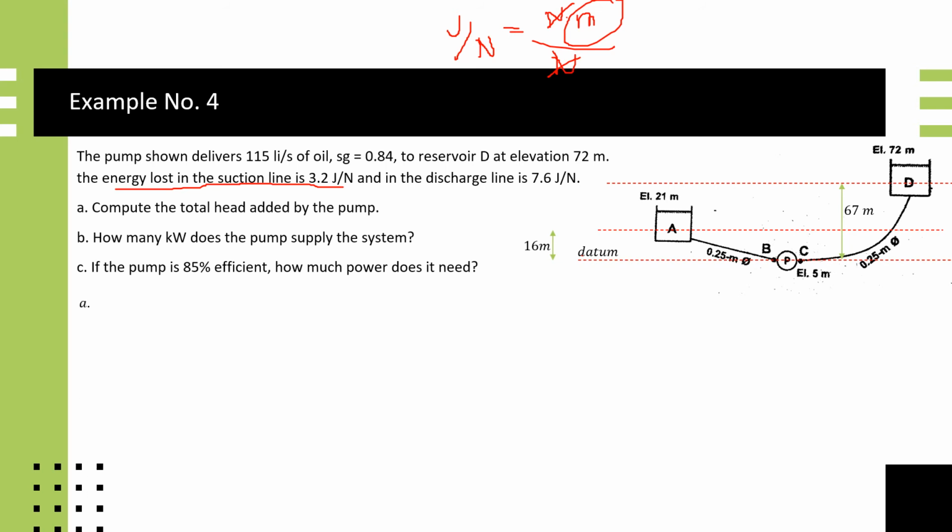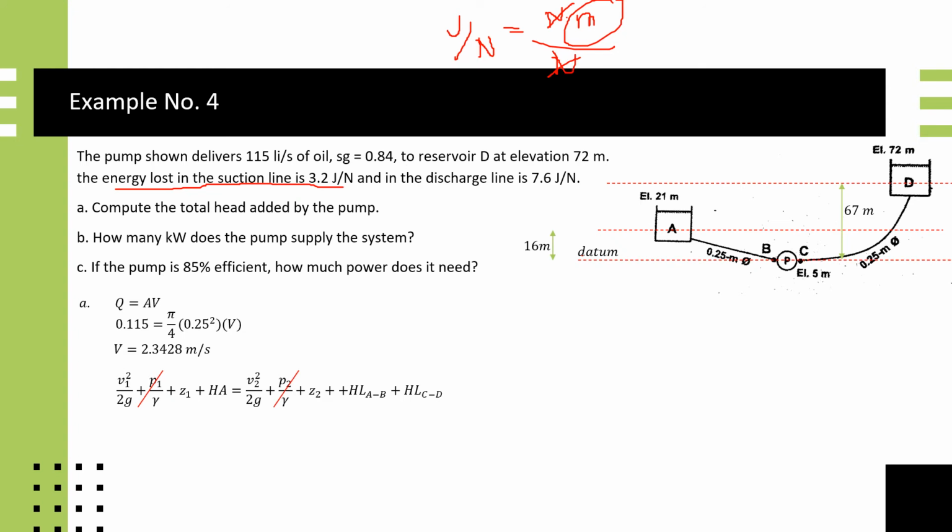So, compute na tayo, total head. Q is equal to AV, 0.115 is equal to pi over 4 times 0.25 squared times V. Para makuha mo yung V, that will be 2.3428. Kailangan mo yan kasi meron siyang velocity head, kasi nga merong discharge na binigay sa problem. So, punta na tayo sa ating Bernoulli's equation. Ito yung formula. Kung papansinin nyo, meron tayong head loss sa suction line at meron tayong head loss sa ating discharge line.